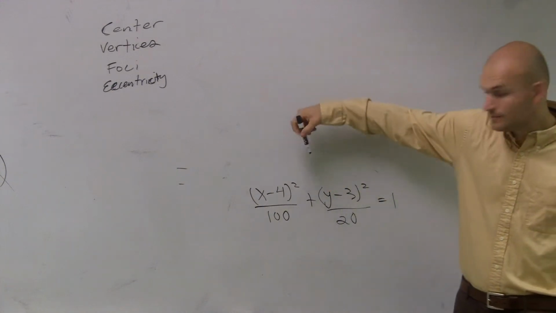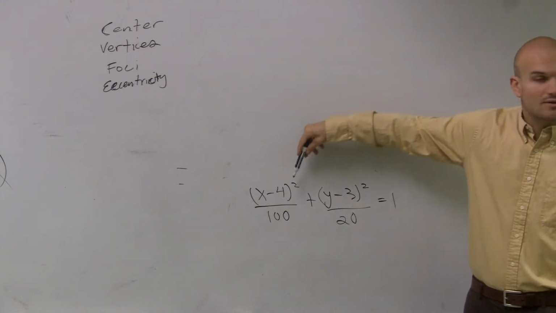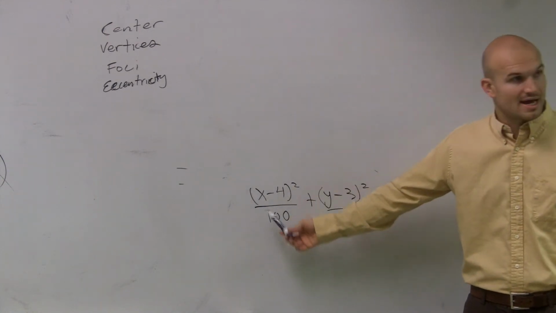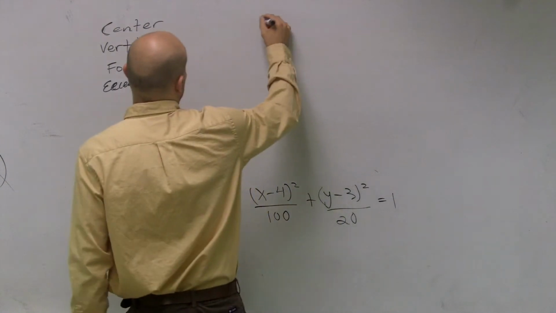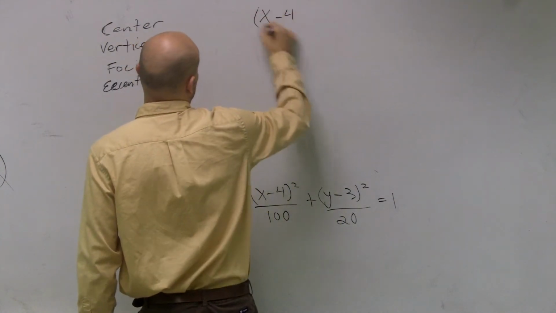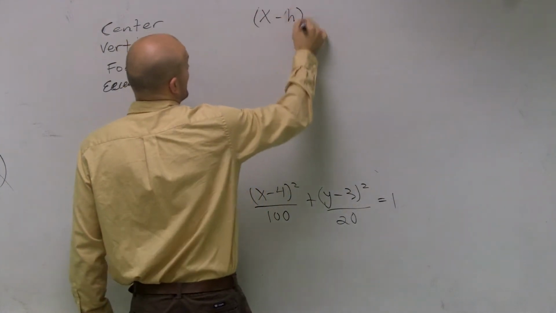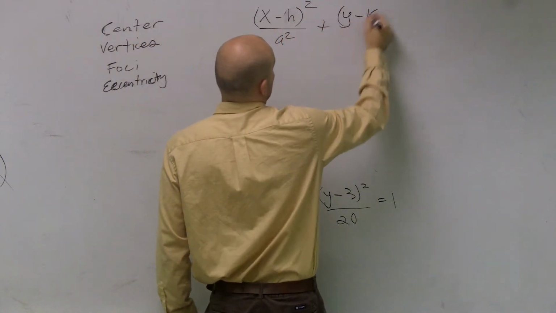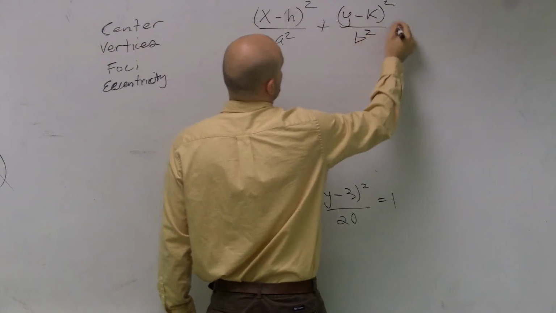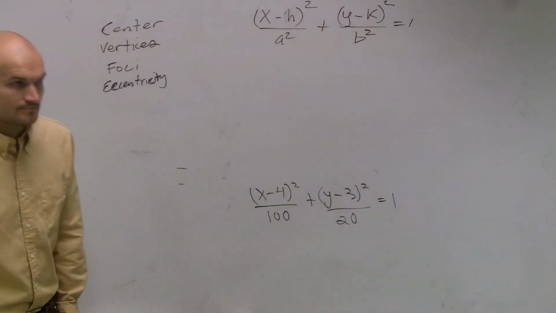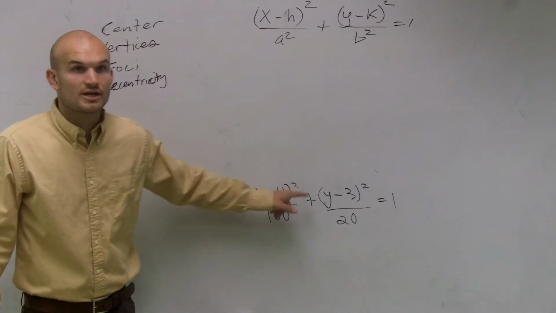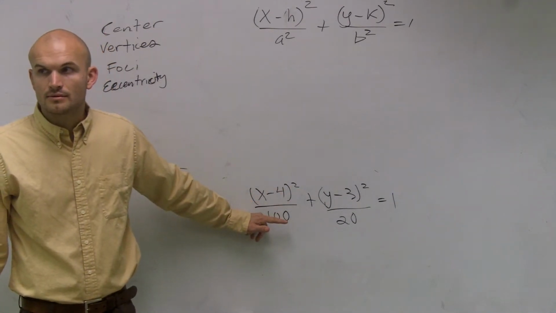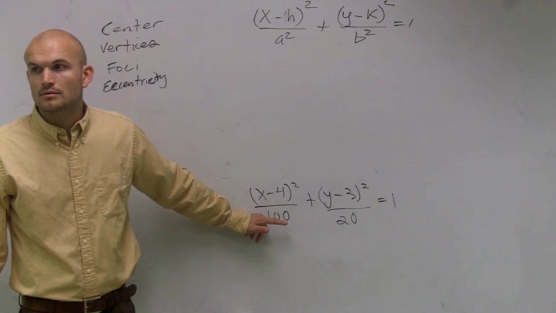All right, so now we've got all this. Like I said, we figured out that since my larger number a was under my x, I'm going to use this form. Let's just write the standard form: x minus h squared over a squared plus y minus k squared over b squared equals 1. Because my larger number is under my x, I know that's going to be my a. Is that following? Why does it have to equal 1?